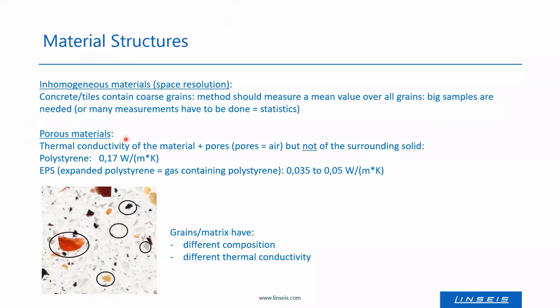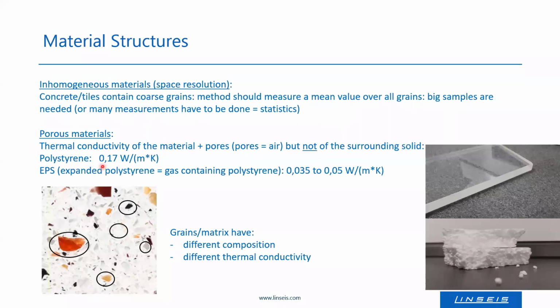Porous materials are a special example for inhomogeneous material. Whenever you analyze porous materials, you will get the thermal conductivity of the overall system, so of the solid material including the pores. And you will not get the value just for the surrounding solid. Let's see this in an example for polystyrene. Polystyrene is a polymer. In this compact polymer, the thermal conductivity is 0.17 watt per meter Kelvin. But if you have expanded polystyrene, like this EPS, which is used for insulation and for packaging purposes, this material contains gas, and this gas will lower the thermal conductivity, and the overall thermal conductivity of this expanded polystyrene is much lower than for the compact polystyrene itself.